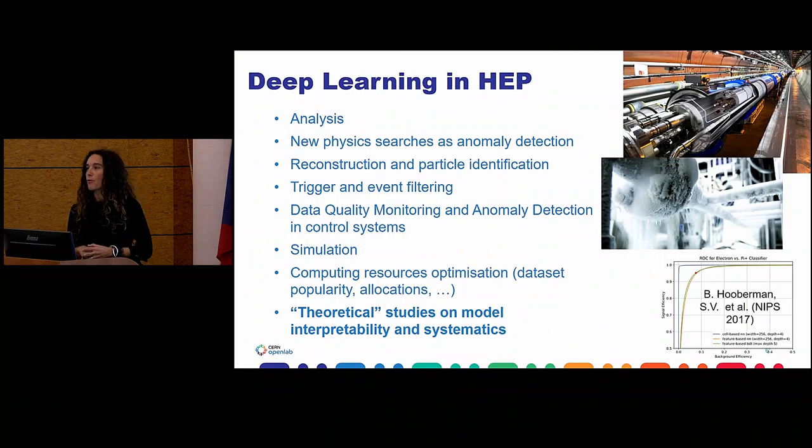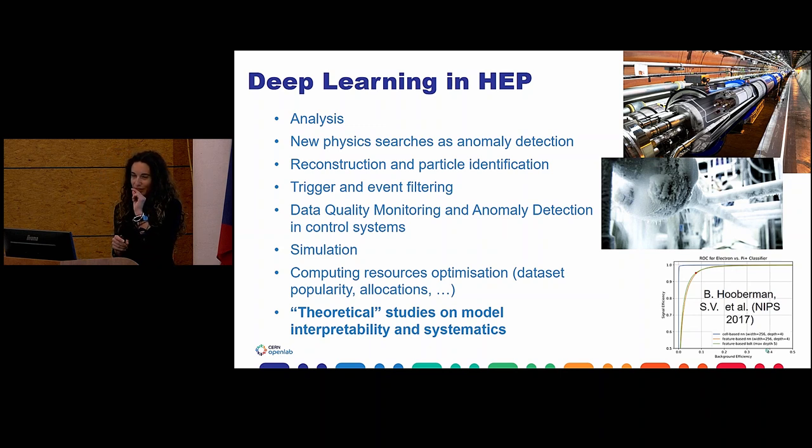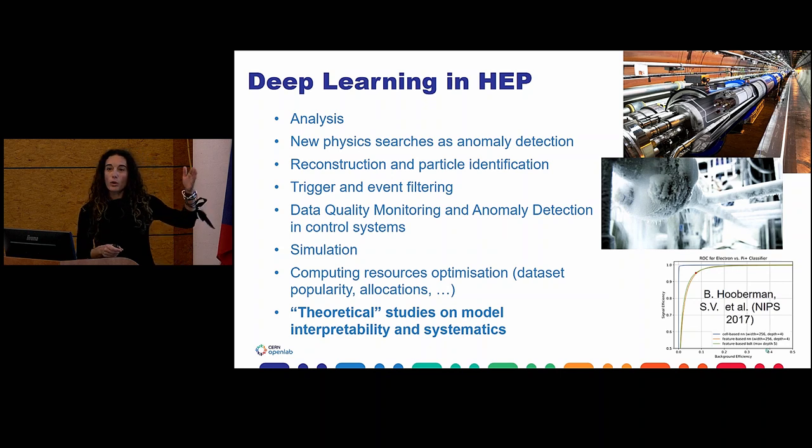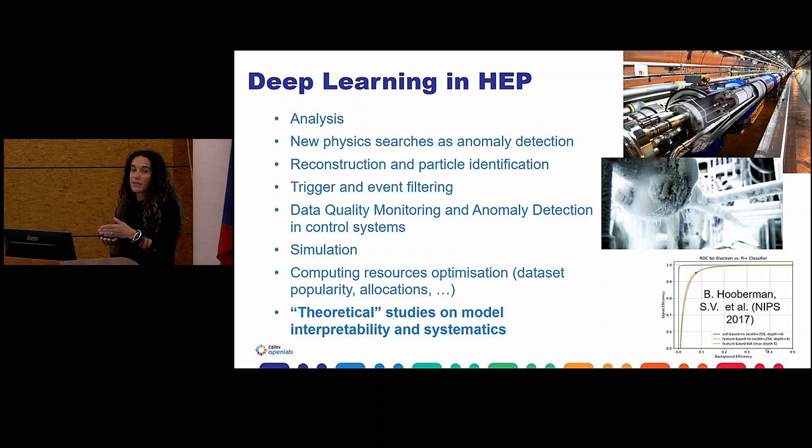What do we use deep learning for? Basically, we use deep learning at every single step in the experiment lifetime. We've been using machine learning algorithms to analyze our data since the 90s, basically. We started introducing deep learning in the past few years in all the fields that you see now. So analysis, of course, and anomaly detection applied to new physics searches, in particular as far as the real-time selection is concerned, because we have very stringent requirements in terms of latency and efficiency of our real-time selection algorithms, given that we throw away most of the data.